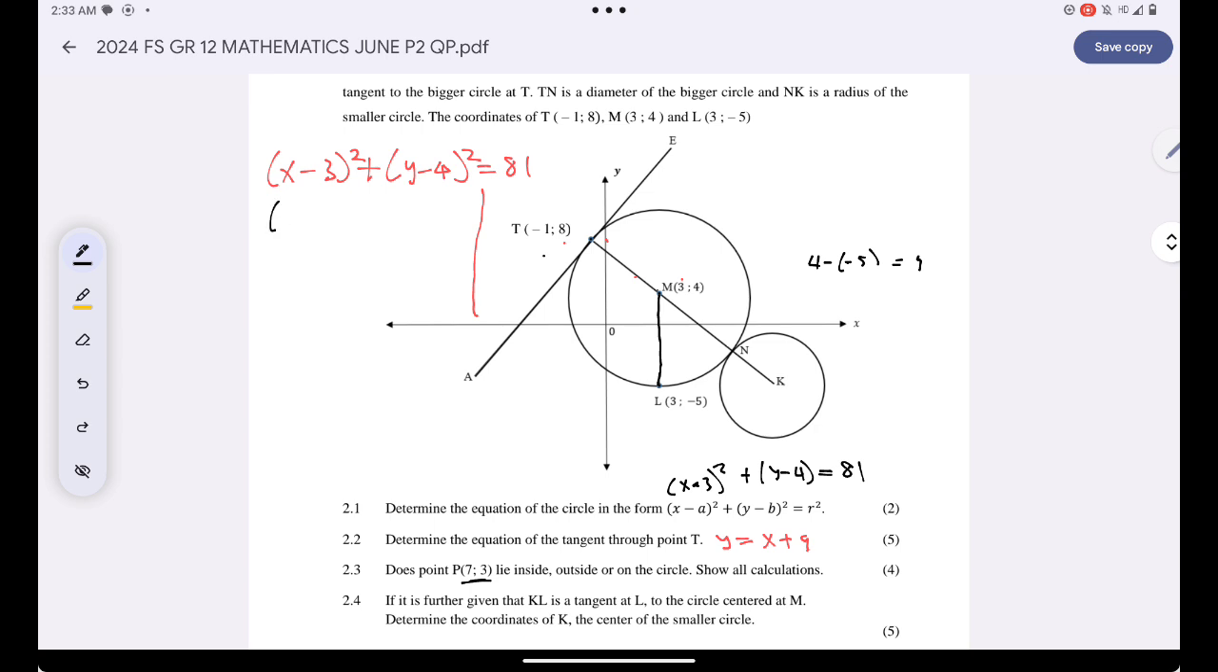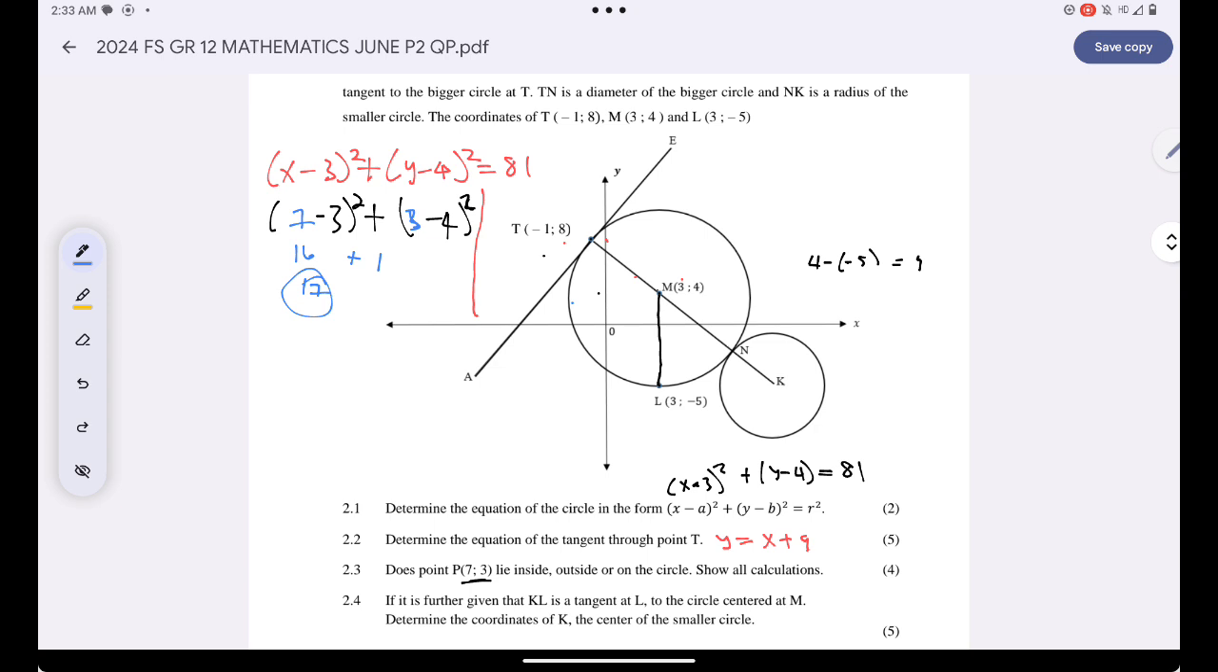Whenever we see x, we'll place a 7 there, and whenever we see y, we'll place a 3 there. All right, together. Okay, 7 minus 3 is 4. 4 squared is 16, plus this is 1, we get 17. Okay, 17 is less than 81. It simply means that this point is inside the circle.